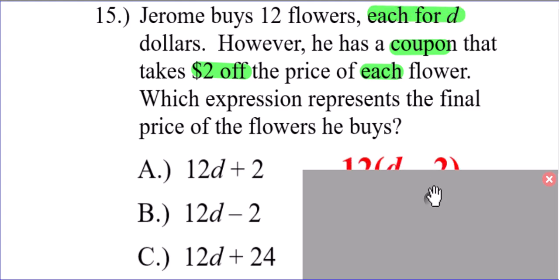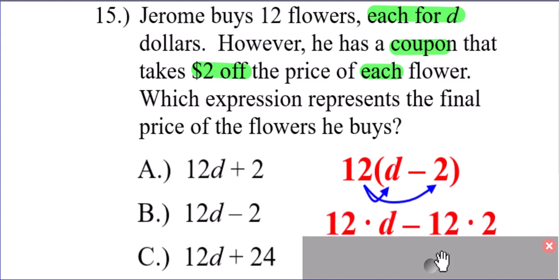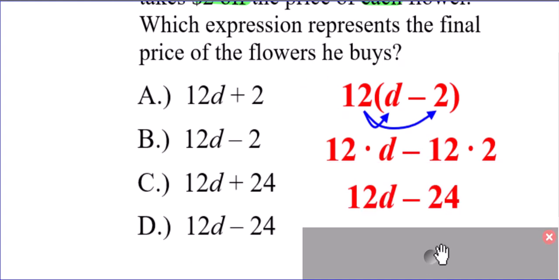So in parentheses, to make sure it would get done first in real life, you would take the D dollars and subtract by 2. Now, obviously, I can't really do that without knowing the value of D. But the reason that's in parentheses is because in real life, you would take the $2 off of the price of the flower, before you would multiply it by 12. That's why we need the parentheses. Now, distributive property. 12 times D, 12 times 2, keep the minus in between. You would get 12D minus 24, and ding, ding, ding, ding, ding, that is choice D.